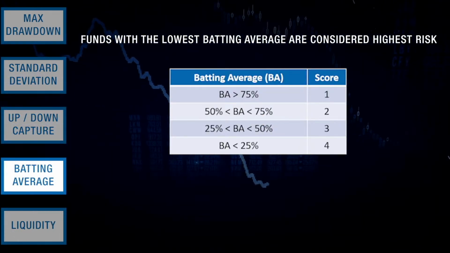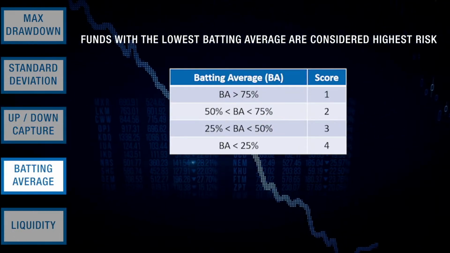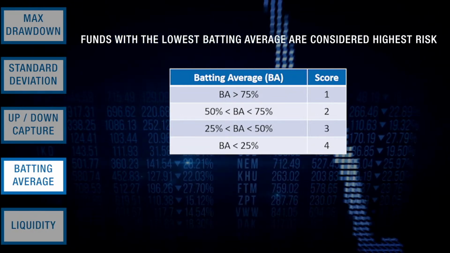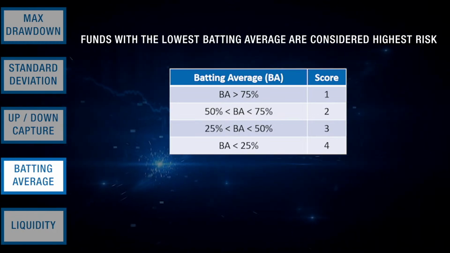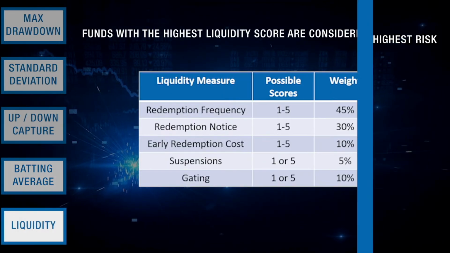Batting average measures how often a fund produces a positive monthly return. Scores are given according to how the batting average fits into one of 4 quartiles. The scores from 1 to 4 are then converted to a 5-point scale.